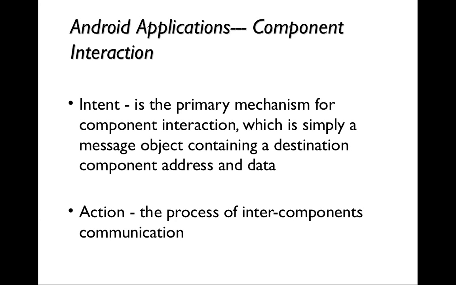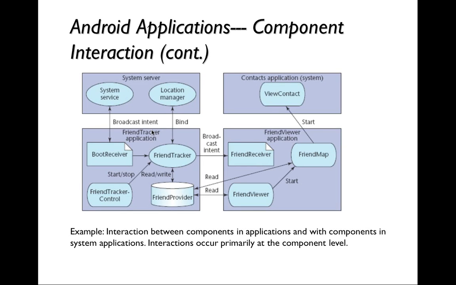So there's number one. In terms of the component interaction, we've got the intents. We also have the action, the process of the intra-component communication. So the action is the switching between the different components, and it's basically working with the intent. And the intent says, make an instance of this other class, load this other class, give it this piece of data that we have. So here's an example of the interaction between the components in the application and with the contents in the system application.